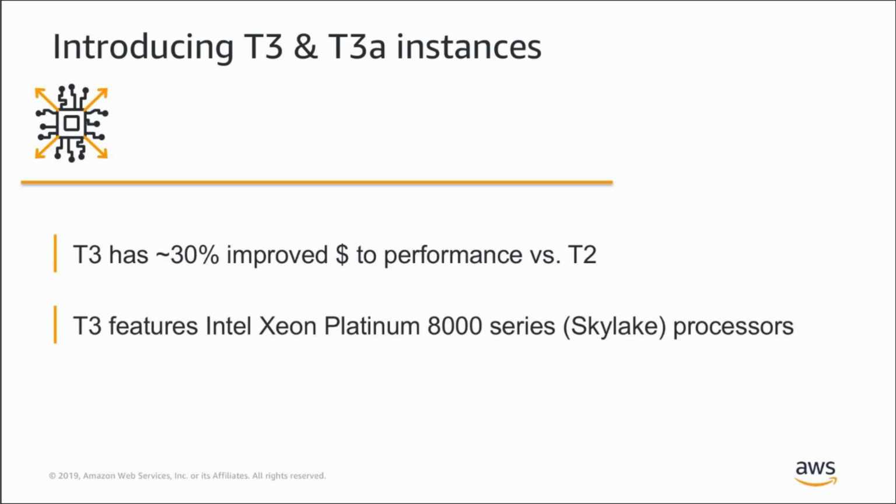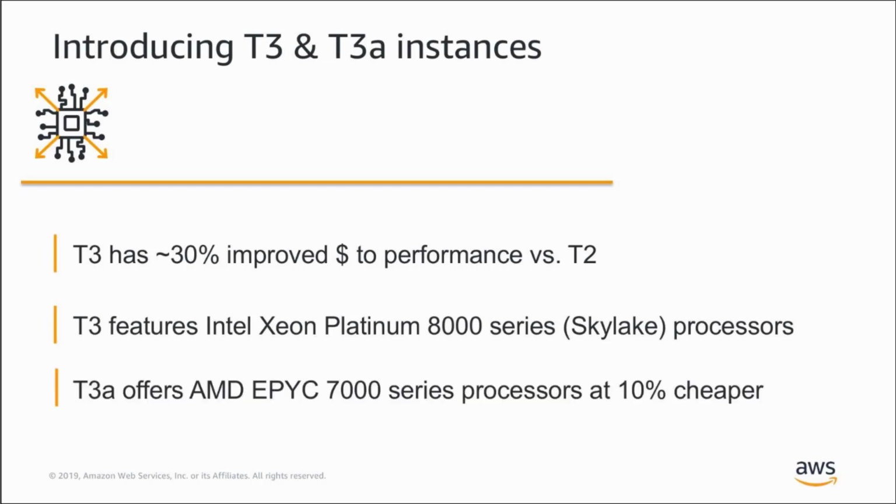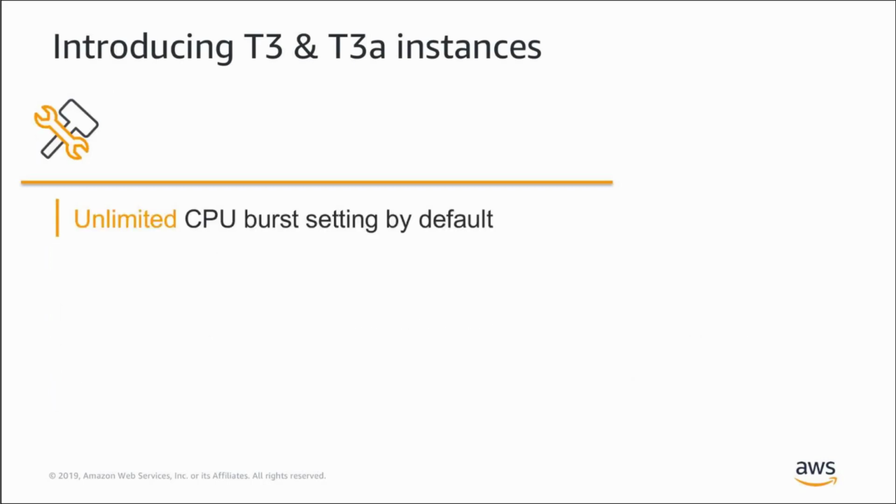So as I mentioned, T3 features the latest Intel Xeon Platinum 8000 series processors, previously codenamed Skylake. And then we had the T3a instance types offering an additional 10% lower price point with the AMD EPYC 7000 series processors. So with T3 and T3a, especially for customers who have been using our T2 instance types or the previous generation, the unlimited CPU burst setting is now set by default. For T2, that was actually an opt-in. For T3, it's the default, and you can revert back to standard mode if you so choose.